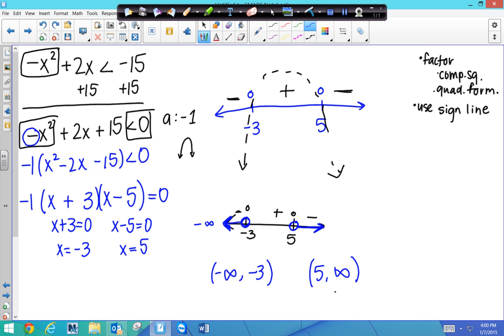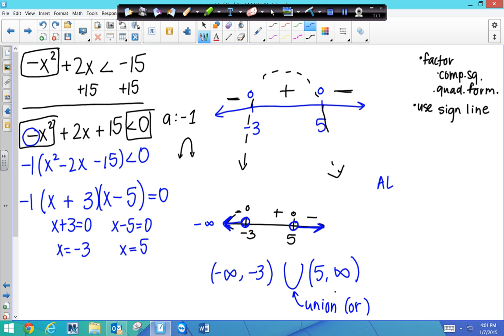Now to link these two sets, we either want to be from -infinity to -3 or 5 to infinity. This symbol is the symbol of union, which is the symbol for or in interval notation. So that's going to be the symbol that we're going to use.